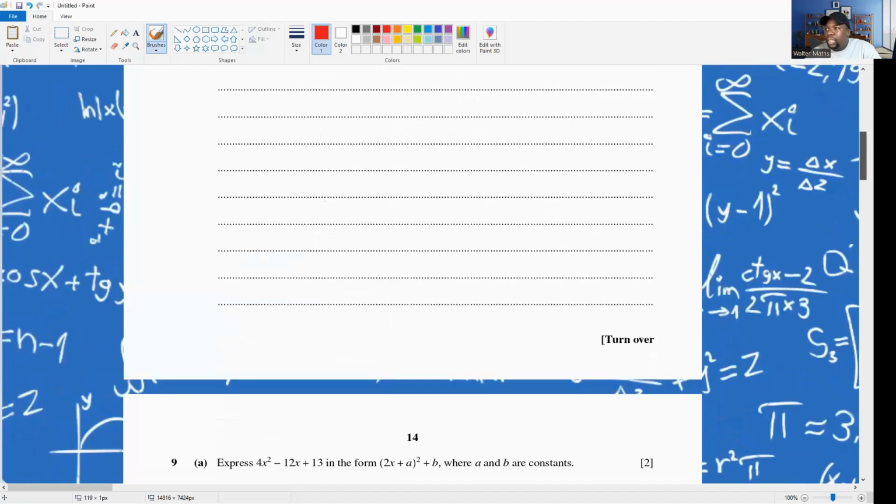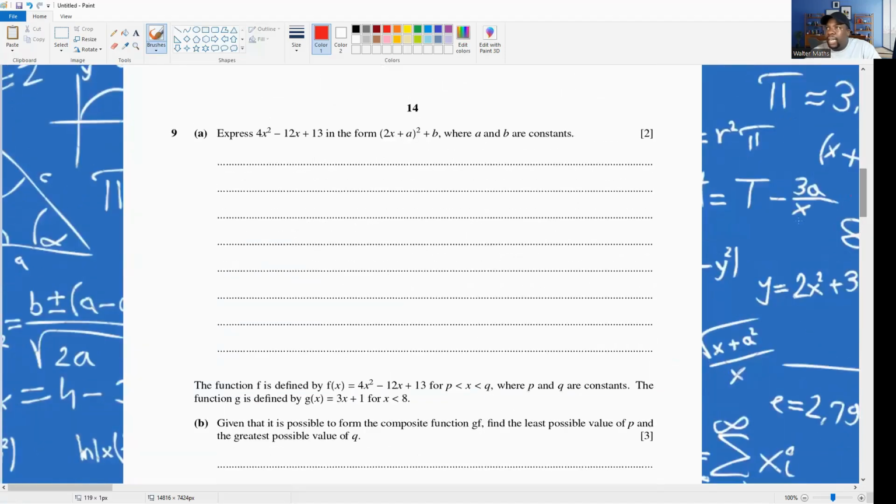Now we're moving on to the next question, which is number 9. Now on number 9, the question says express 4x squared minus 12x plus 13 in the form 2x plus a squared plus b, where a and b are constants. All right, so how do we do this?